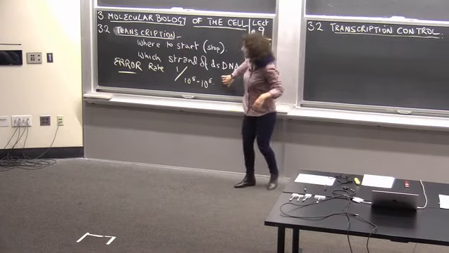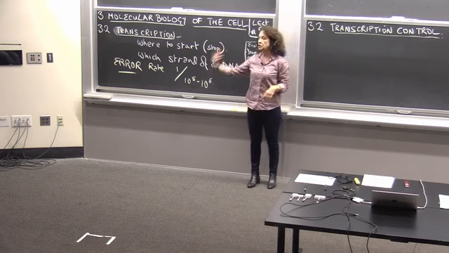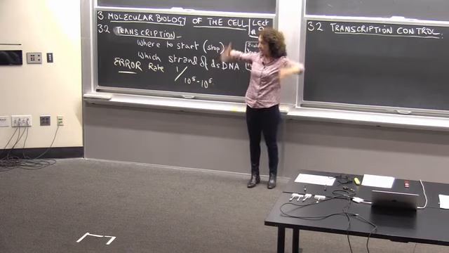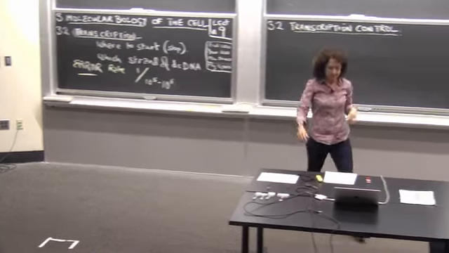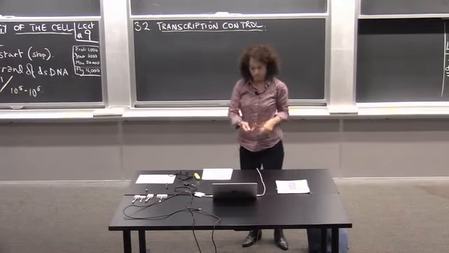So this is an acceptable error rate for RNA polymerase. Remember, it's not an acceptable error rate to have in your genome, okay? It's just too big. Any questions about that? Does that all make sense? Okay.